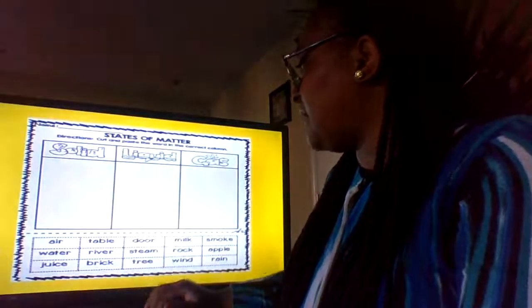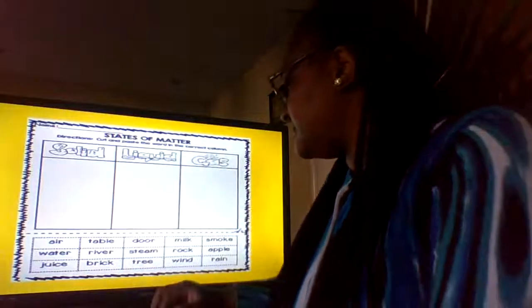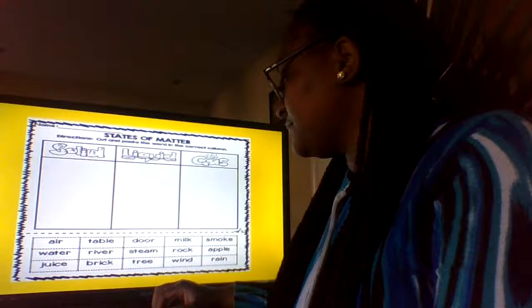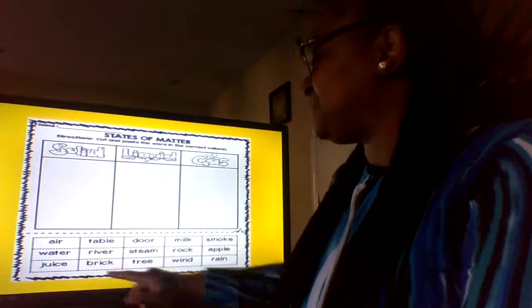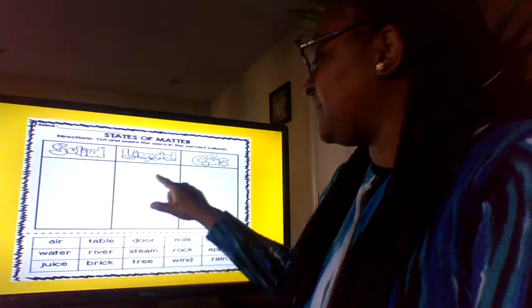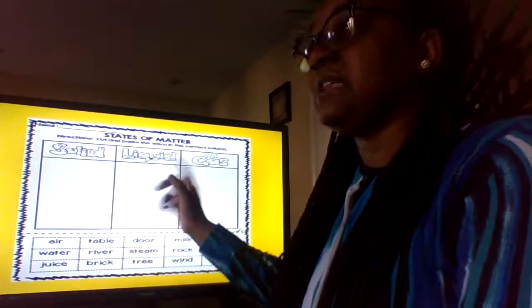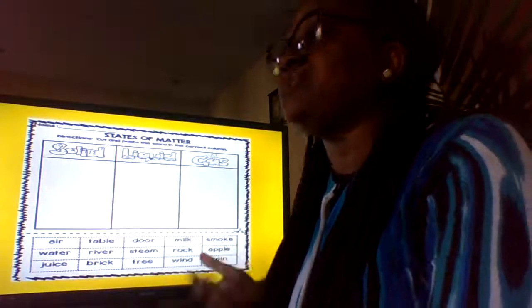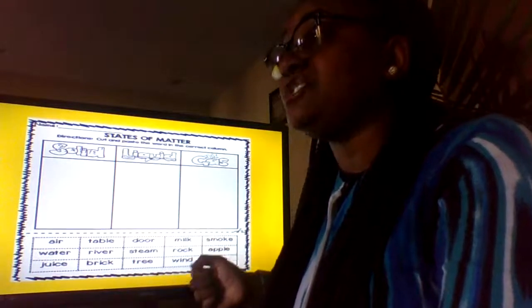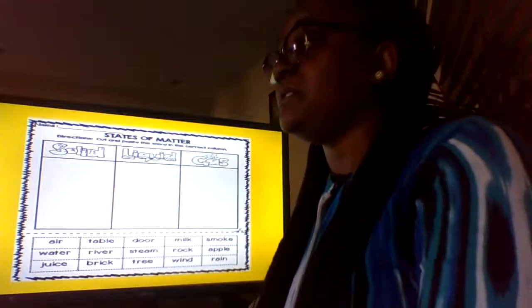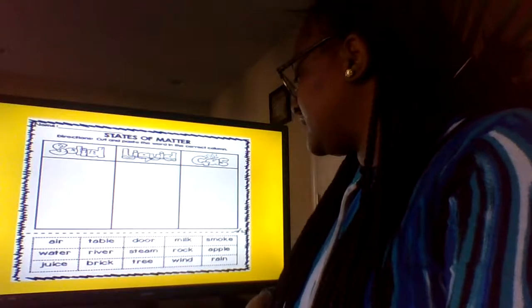glue it down there. Let's do a liquid. Can somebody find something that is a liquid? Yes, just like your juice box, right? Juice. So let's go ahead and I'll write it here. Juice is a liquid. A liquid takes the shape of the container. So if I pour my juice from my juice box into a cup, it's not going to look the same, right? The shape of it will look different. Great job.